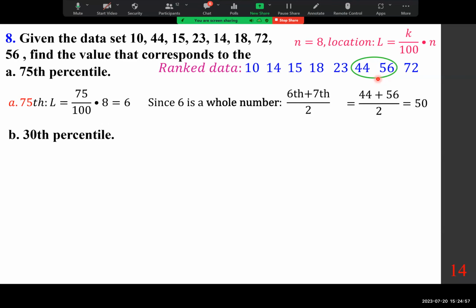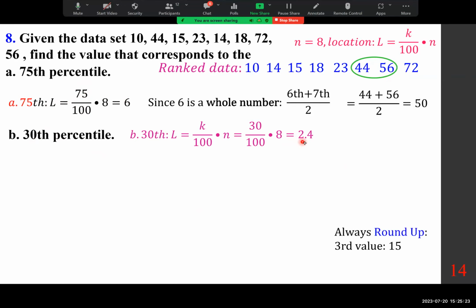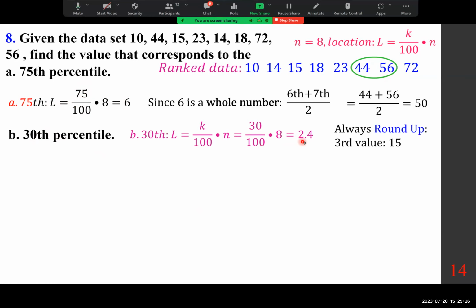30th percentile, we do exactly the same thing here. And instead of 75, we're going to use 30. So K is 30. 2.4. And again, the way that the statisticians do, they round this up. If it's 2.1 or 2.5 or 2.9 makes no difference. They go to the third one. So the third value, where is the third value? 1, 2, 3. So the answer is 50. They go to the third one.